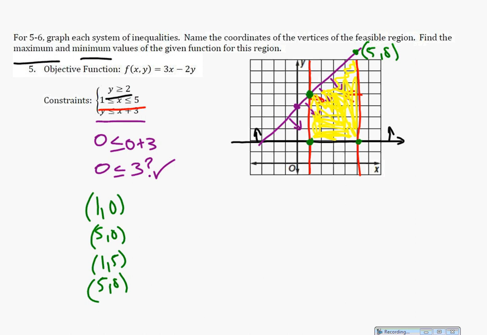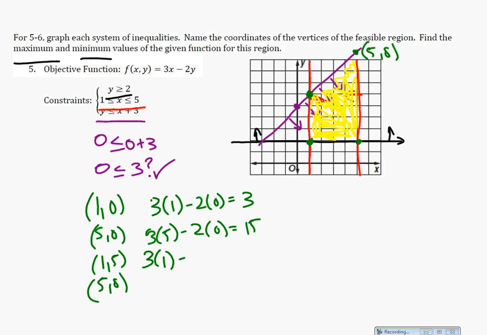So 3x minus 2y: 3 times 1 minus 2 times 0 is going to be 3. 3 times 5 minus 2 times 0 is going to be 15. 3 times 1 minus 2 times 5, that'll give you negative 7. 3 times 5 minus 2 times 8 is going to give you negative 1. So now, what's my maximum, what's my minimum? Well, my maximum here is going to be 5, 0. My minimum here is going to be negative 7.